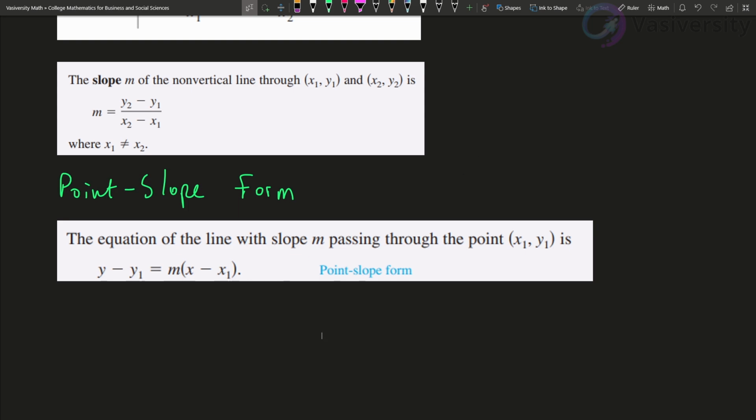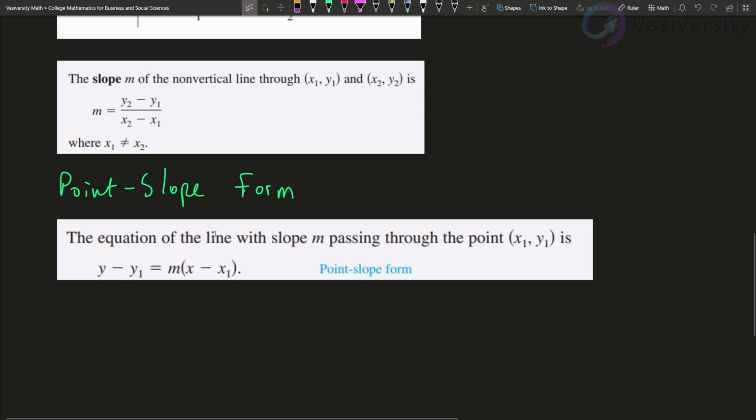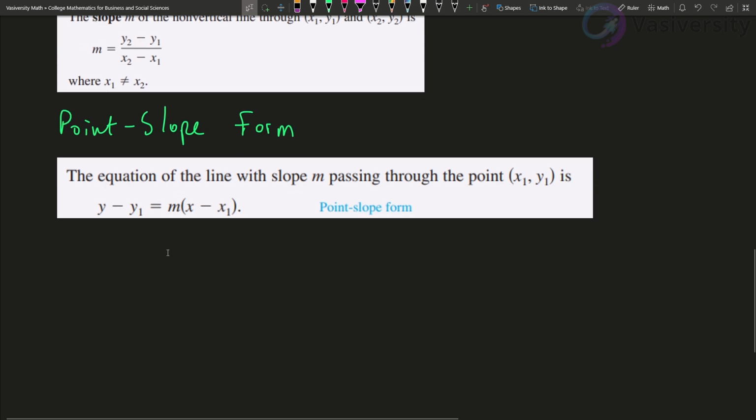And a few of the important things about both forms, in general, come up when we have multiple lines. Some lines can be parallel and some lines can be perpendicular. But what would be the conditions for lines to be parallel and perpendicular? And these are going to be the conditions: parallel and perpendicular.